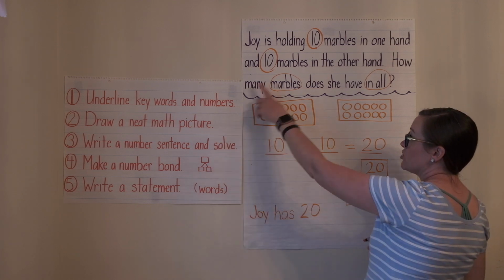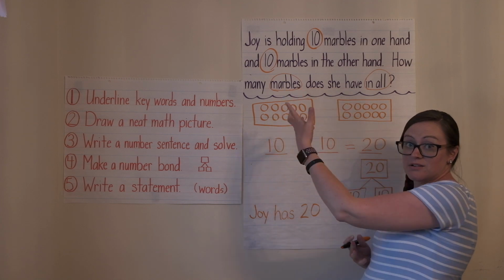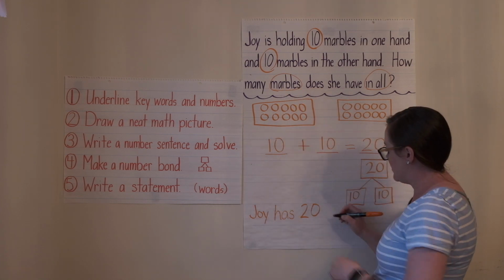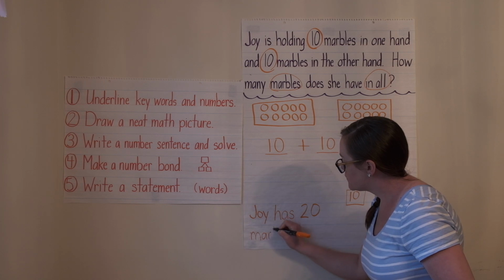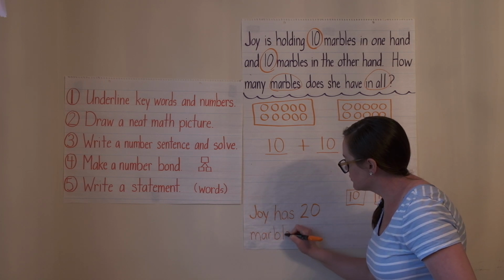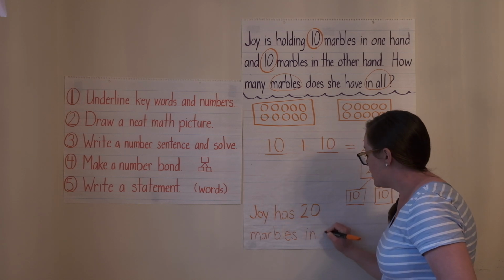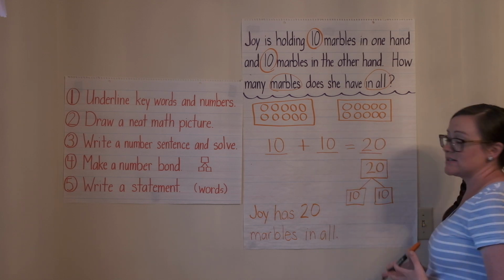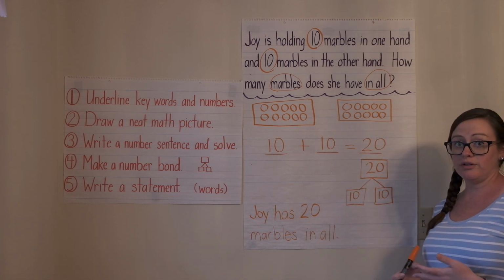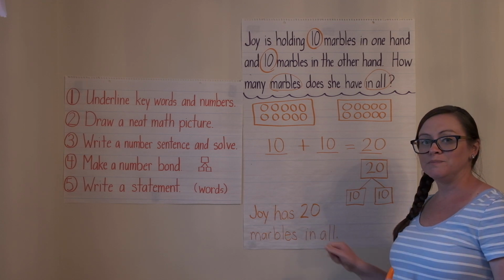So that's why we circled marbles, and we encourage kids to copy these words because they're right there for them. So we're going to copy the word marbles. In all, or they could say all together. Okay? So you're just answering the question with your statement. So Joy has 20 marbles in all.